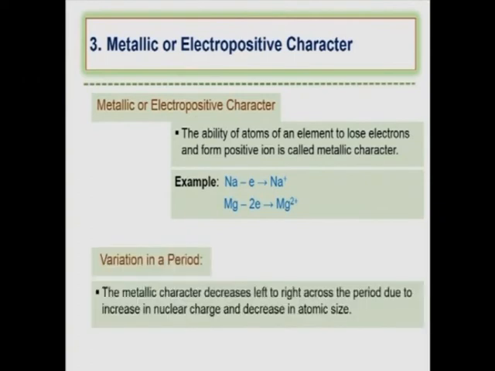In a period, let's see what happens to metallic character. As we move from left to right across the period, due to increase in nuclear charge and decrease in atomic size, electropositive character decreases. Again, let me restate, the metallic character decreases as we move from left to right. Why? Because there is an increase in the nuclear charge and a decrease in the atomic size.